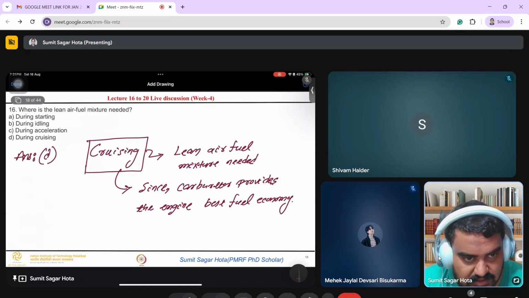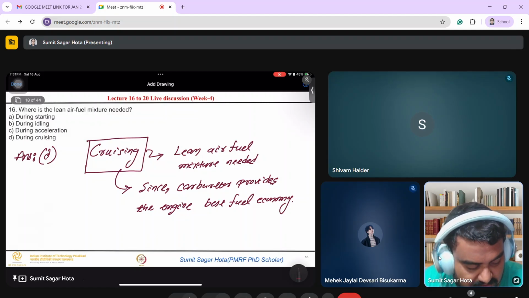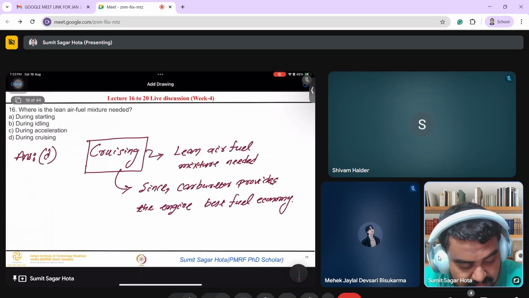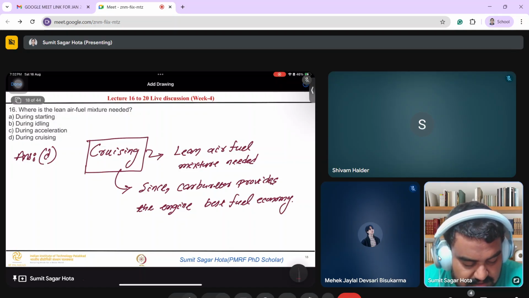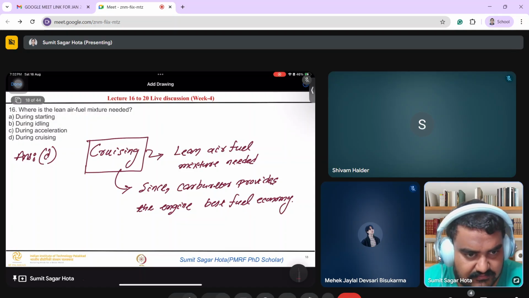The lean fuel will be enough for the combustion of the gas turbine engine. So that's the reason the carburetor also provides the engine the best fuel economy in the lean condition, and why cruising does not require rich fuel, lean fuel will be enough. It's very simple: in your bikes, if you ride very fast, you waste a lot of fuel, and if you ride in very slow speed in first gear, there is also too much fuel wastage.